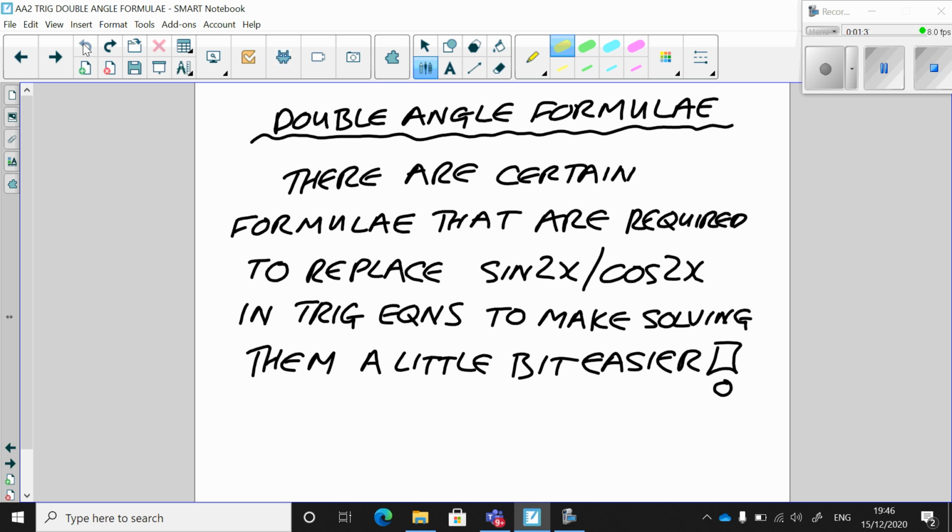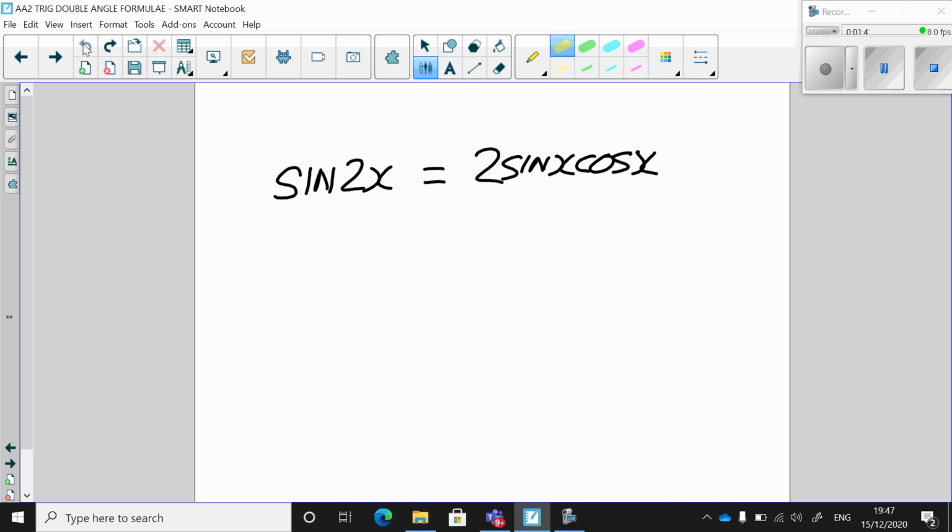So what we're going to do is get rid of them. We've got replacements for these. The replacement for sine 2x is just 2 times sine x times cos x. So we just stick everything together here. That's one straightforward replacement.